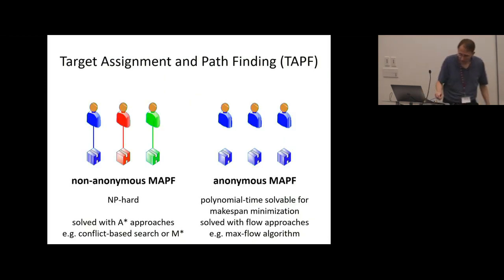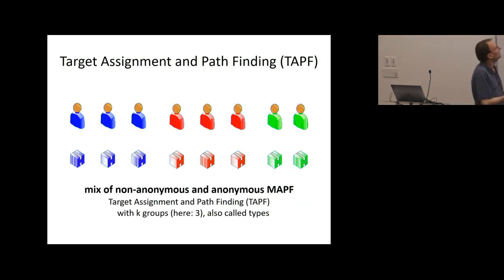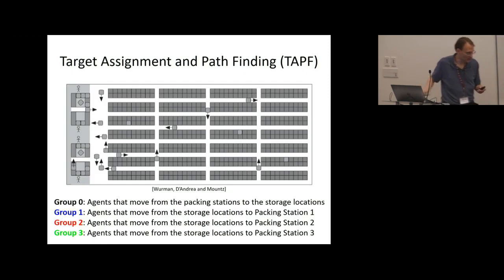Now, in reality, if you want to do this for Amazon, you need to do a mix between these two things. And why is that the case? So we have some blue robots, some blue tools, some red robots, some red tools. You have to find the one-to-one mapping from the blue goals to the blue robots, and the red goals to the red robots, and then find conflict-free paths so that you minimize something like makespan or flow time. So why is that the case?